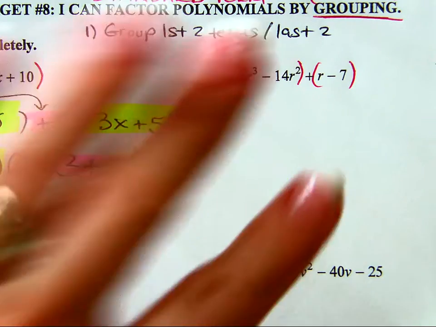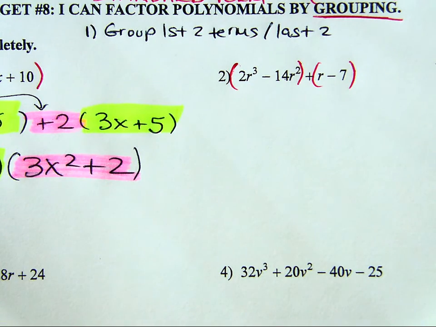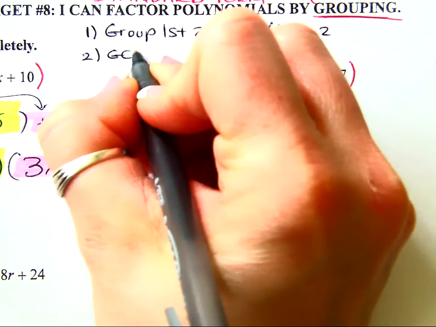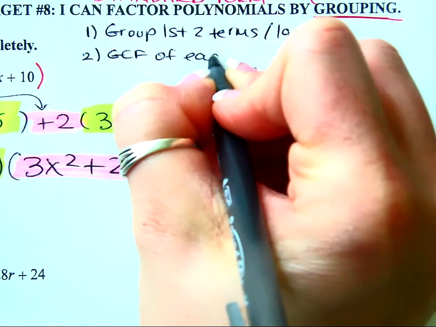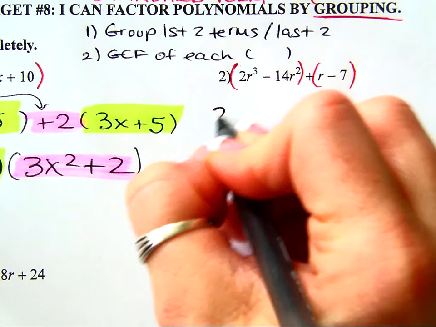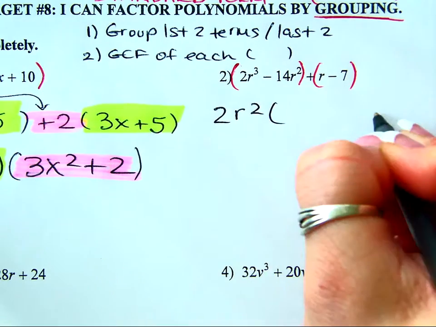That's what I did first. That's me writing in the parentheses. Find the GCF of each parenthesis. Let's do that right now. So what is the GCF of 2r cubed and 14r squared? I don't want any negatives. A 2r squared, right?